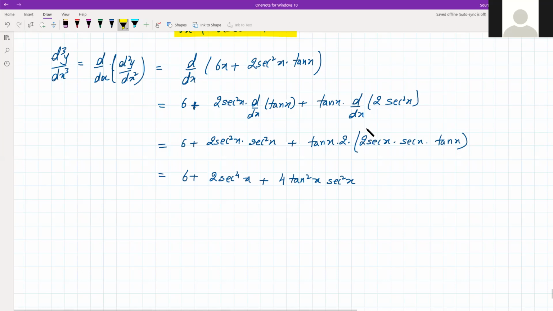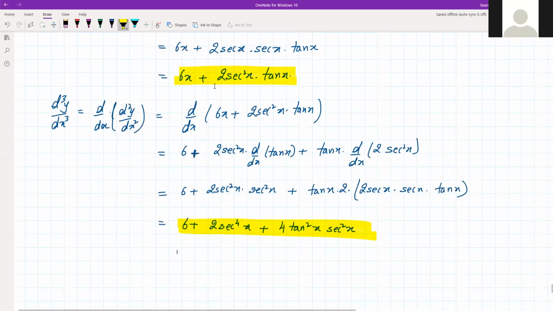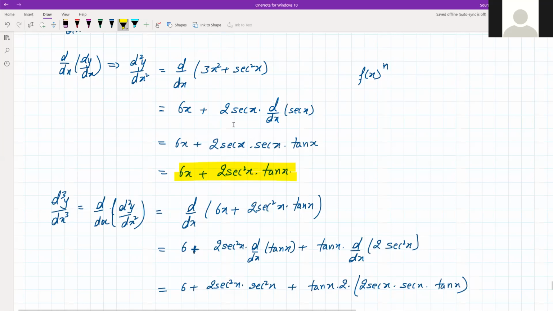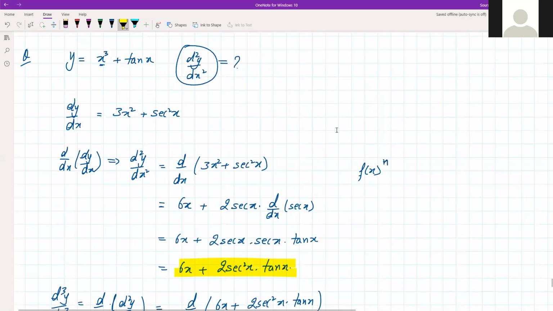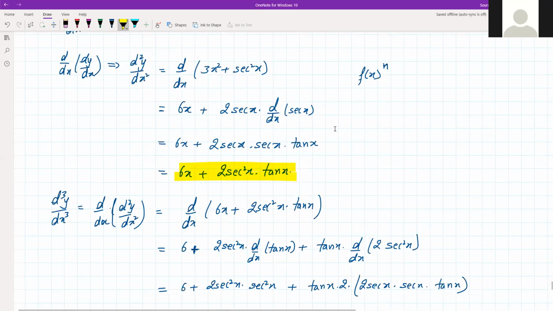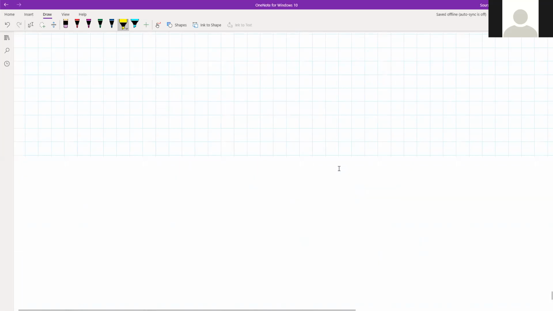That is if we have to find the third order derivative. So this is the third order derivative. Before that, it was the second order derivative, and this was the original function, that is x cube plus tan x. Okay, let's move to the next question.